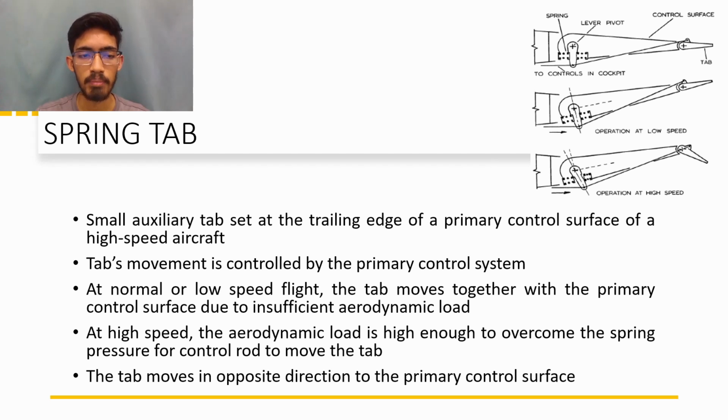For spring tab, it is a small auxiliary tab set at the trailing edge of a primary control surface of a high-speed aircraft. The tab's movement is controlled by the primary control system. At normal or low-speed flight, the tab moves together with the primary control surface due to insufficient aerodynamic load. While at high speed, the aerodynamic load is high enough to overcome the spring pressure for the control rod to move the tab. The tab moves in the opposite direction to the primary control surface.